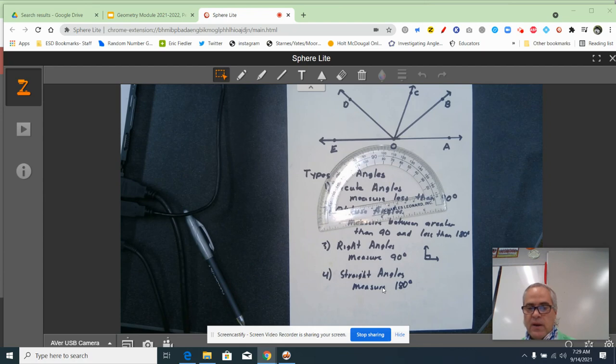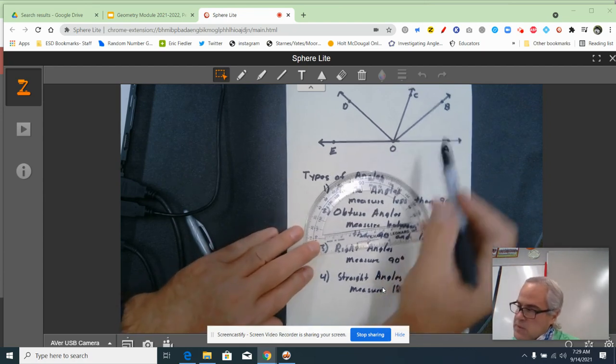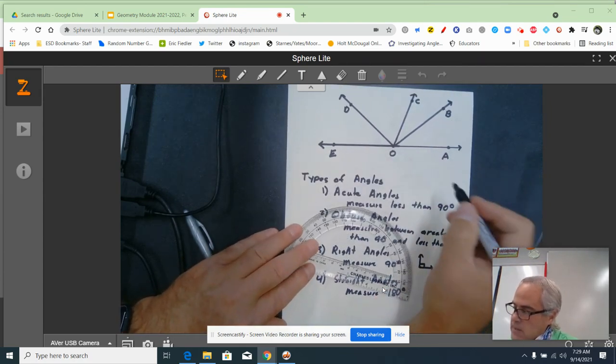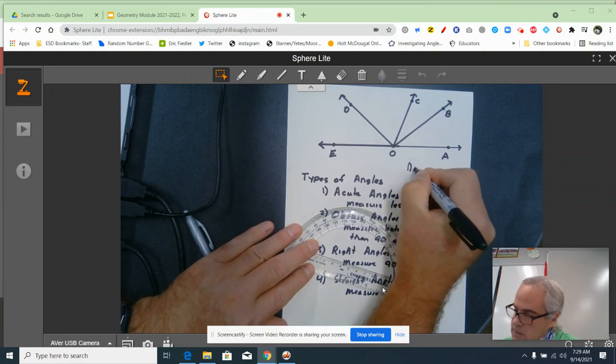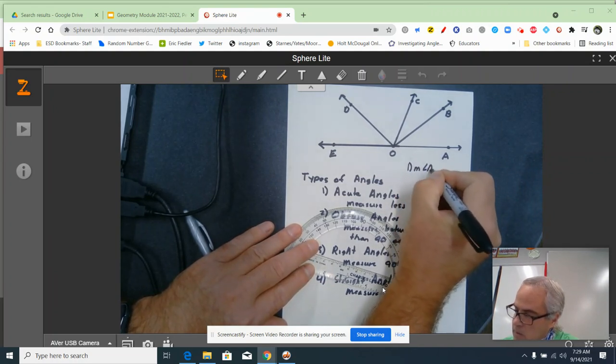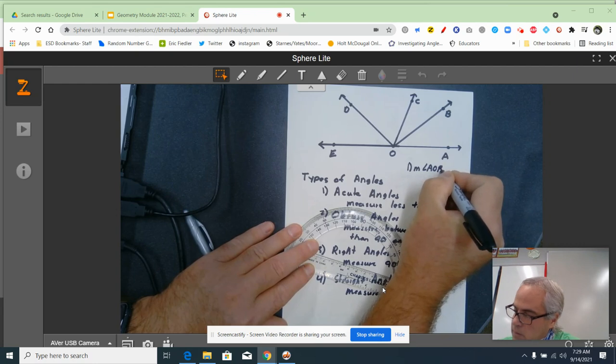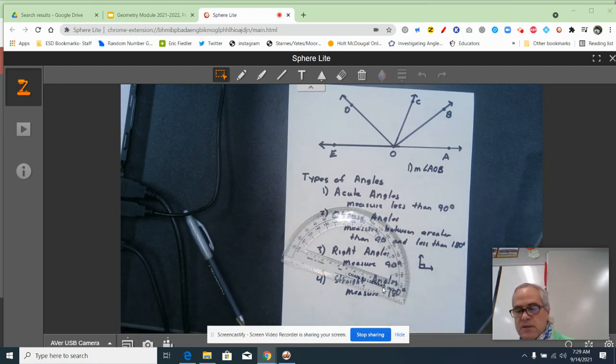Okay, so let's measure a few angles in this picture up here. I'm going to measure the angle AOB. Now, here's how I note that. Here's the notation. Measure of angle AOB. When you put a small little m in front, what you're saying is, I'm going to give you a number.